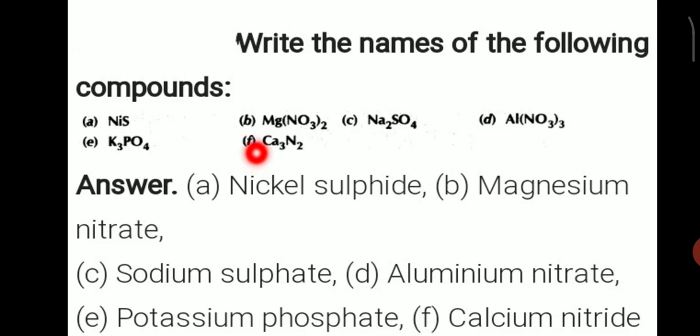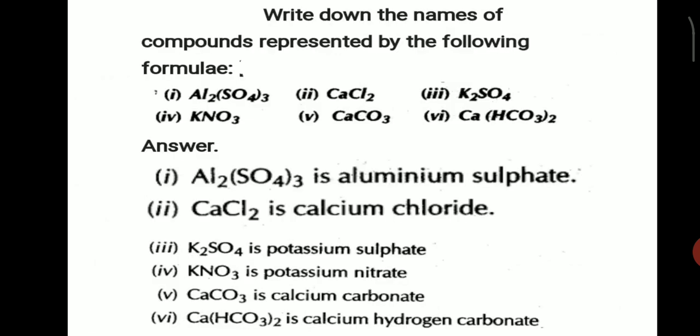Ca3N2. Ca is calcium. NO3 is nitrate and N is nitride. So calcium nitride. So you have to study the ion names also. Okay, some more examples. Al2(SO4)3. This is aluminium, this is sulfate. So we will write it as aluminium sulfate.